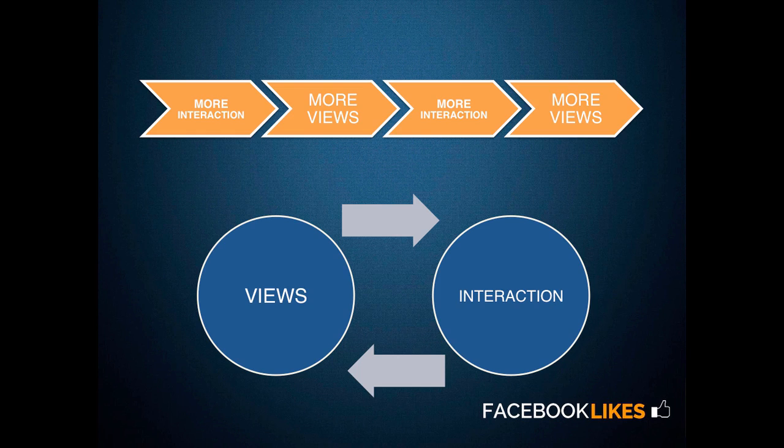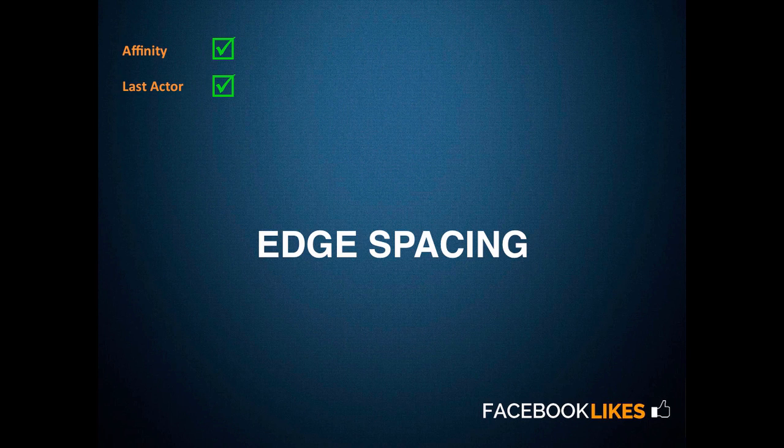And again, more views will equal more interaction, and in return, that'll give you more views. It is the cycle between views and interaction. So using edge spacing is very beneficial in optimizing your affinity and your last actor factors. That rhymes.